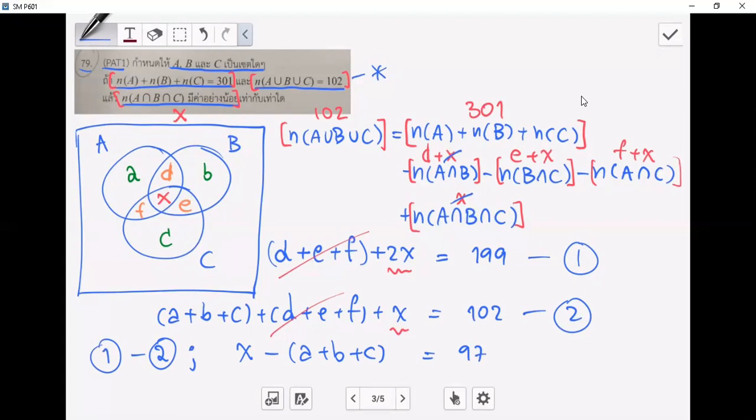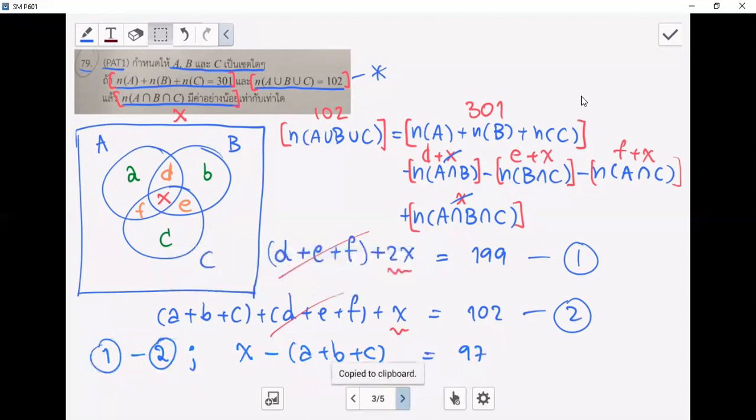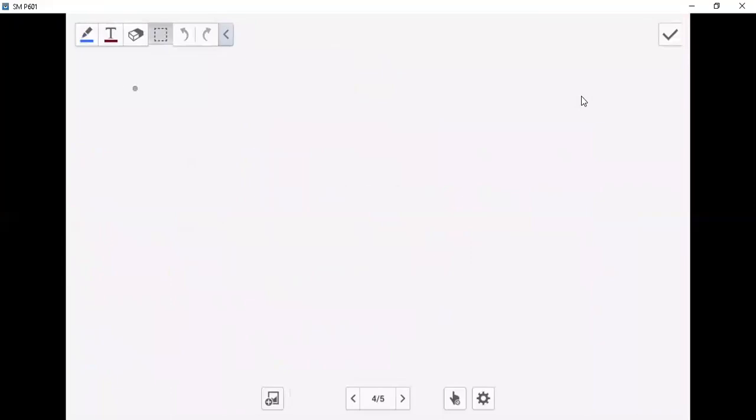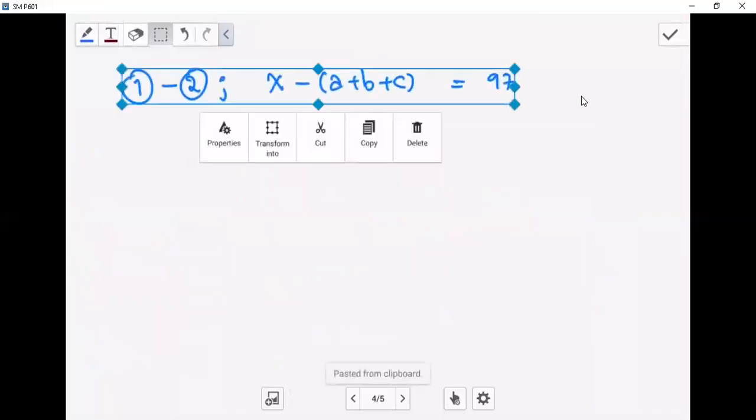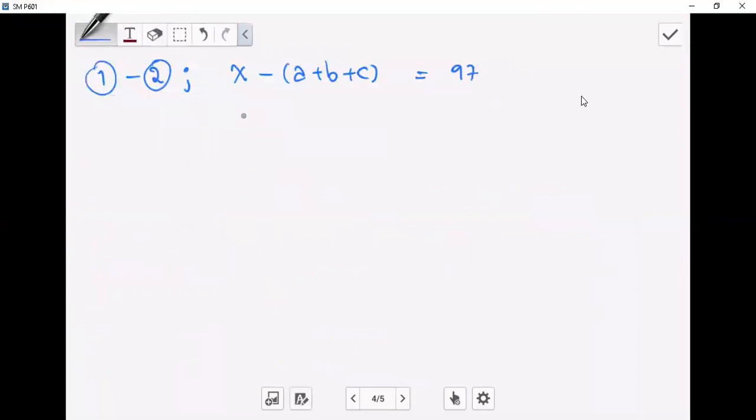97. And then if we move it, I think I ran out of space, so let me copy something. This one, put the box in it. Copy. And we will go to the other side. Okay. Paste it here. Aha. We're on the next page now, same information on the next page. So let's move something a little bit, right? We want to have X alone on my left hand side. This 97, move it to the right. I'm going to have plus A, B, and C.